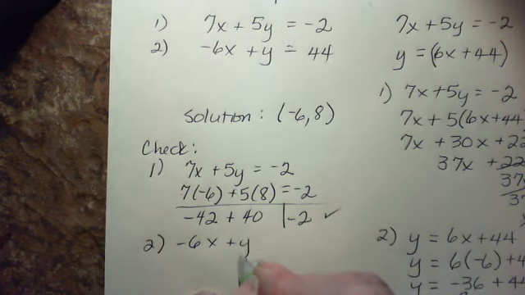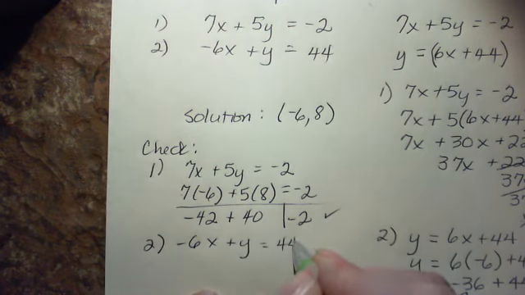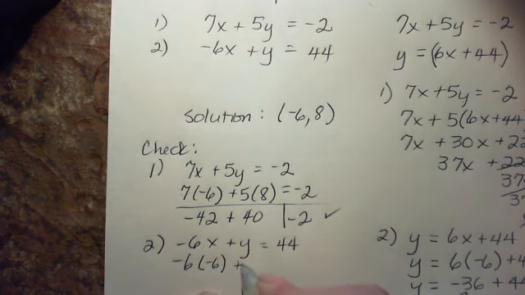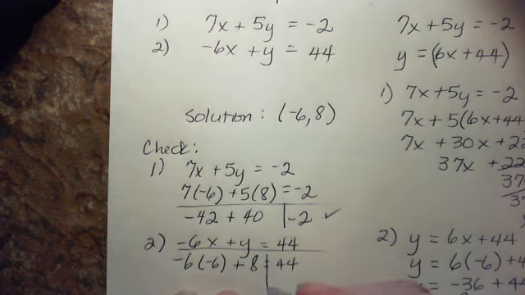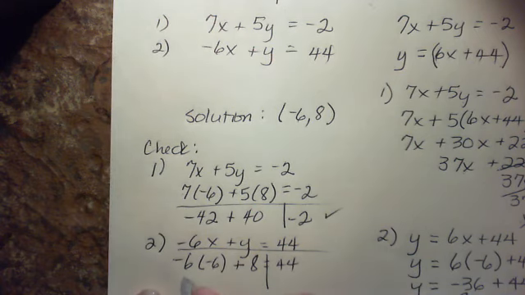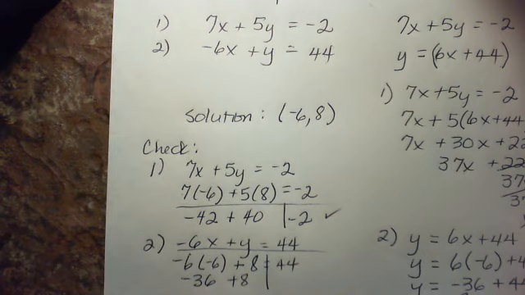I have negative 6x plus y is equal to 44. We're going to replace x with negative 6 and y with 8 and see if that actually does equal 44. So run the check here. That gives us negative 36 plus 8.